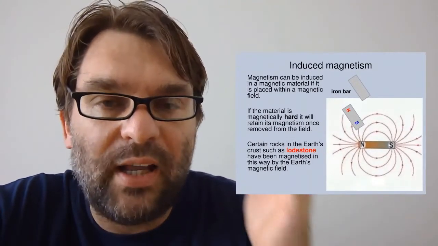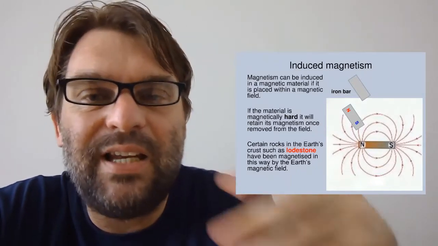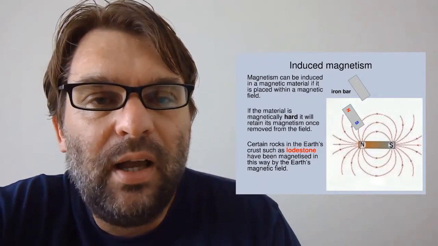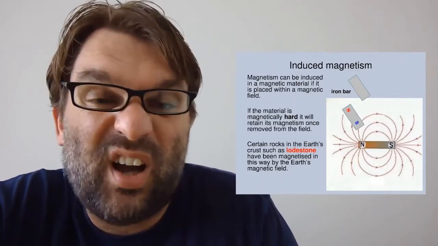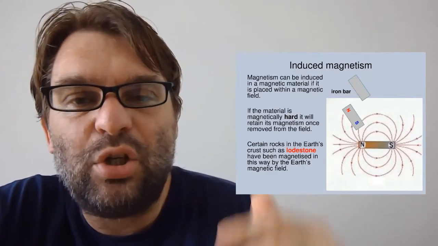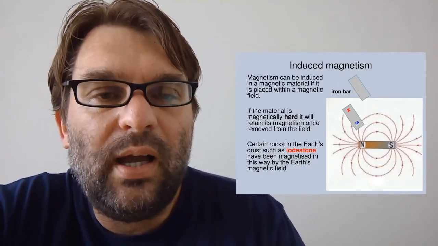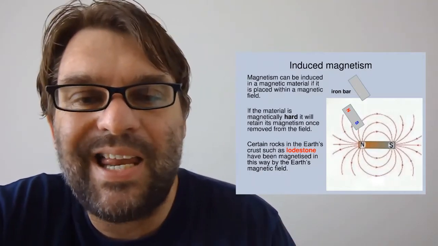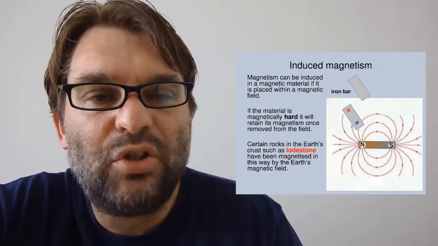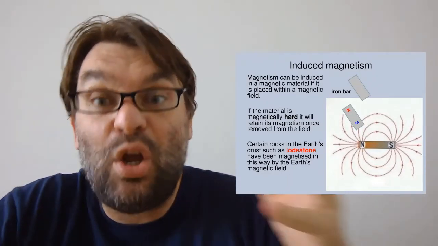So, and finally, we'll look at induced magnetism. Okay, that's when magnetism is created in another metal. Okay, so if you place a magnetic material, like iron, for example, next to a bar magnet, the material gets magnetized and it becomes magnetically hard. It will retain its magnetic field. Okay, so certain rocks like lodestone have been magnetized in this way and by the Earth's magnetic field.